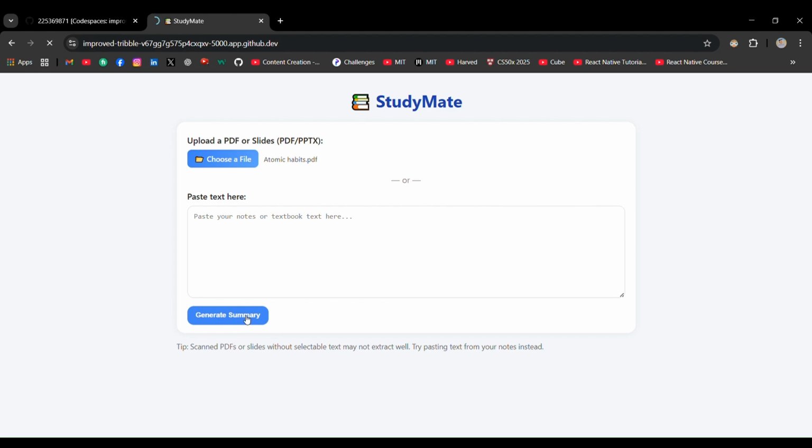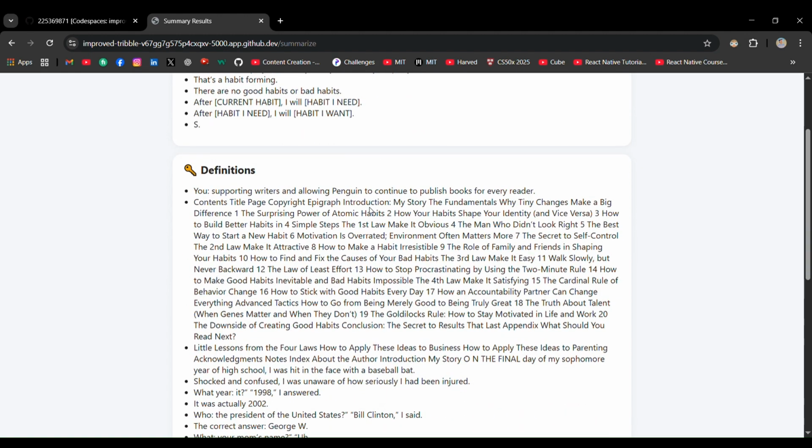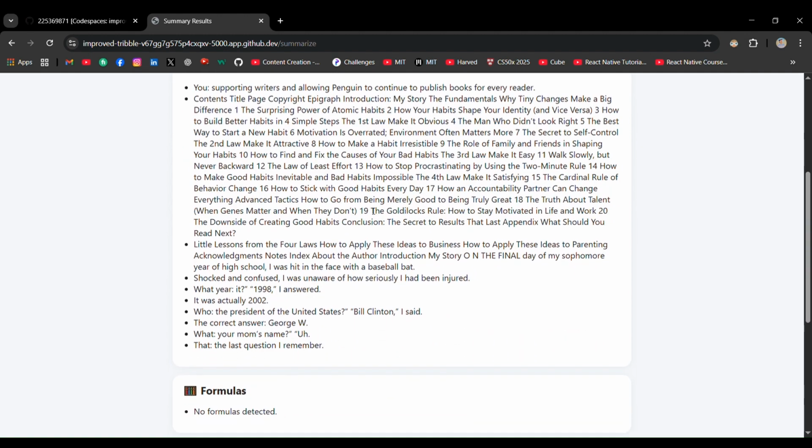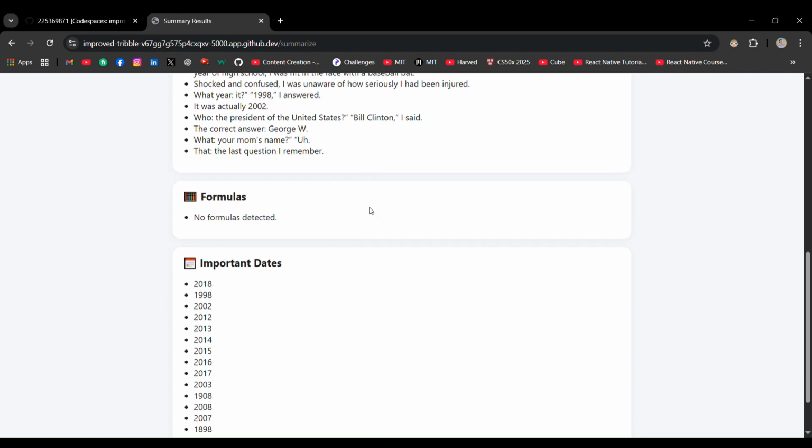It is taking a while, and that's the summary of Atomic Habits. That's the core idea that we change bit by bit, day by day. Okay, and those are the definitions, and there is no formula used, and those are the dates used in the book.